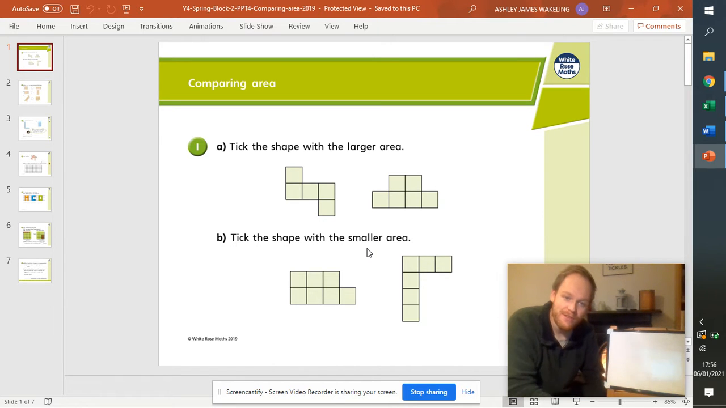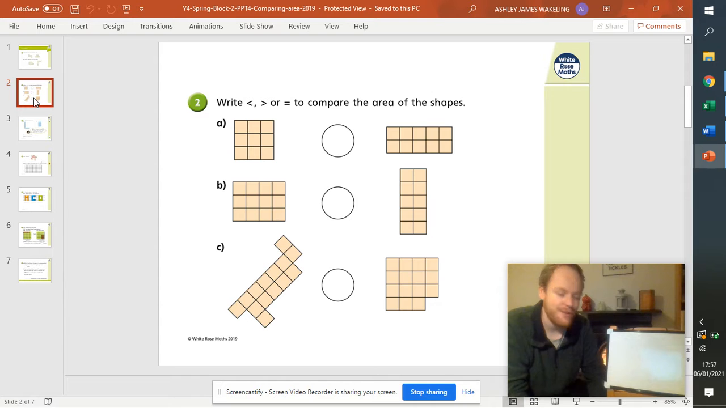So the first question it's asking you to do today is to tick the shape with the larger area. So what you need to do for this is make sure you've counted up the squares and then work out which one has the largest area. The second one is to tick the shape with the smallest area.